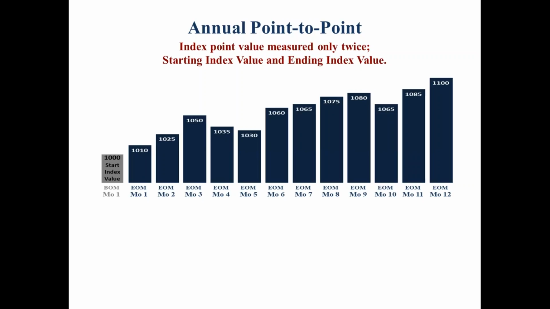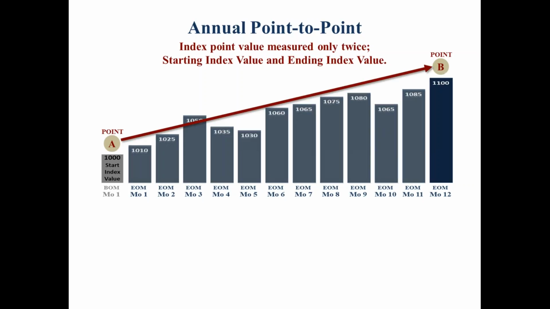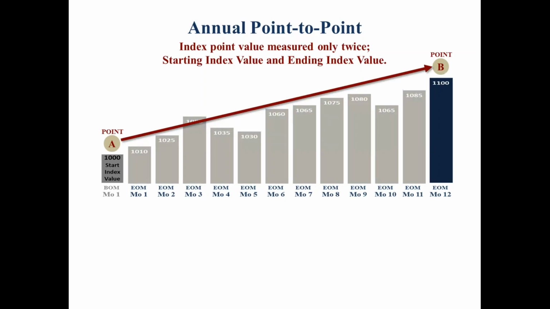So with an annual point-to-point, what we're going to do is look at the starting value of the index, and then look at it one year later. That's it. Everything that happens in the middle doesn't count in the formula. That market could go way up, it could go way down, it doesn't matter. All we care about is point A and point B.